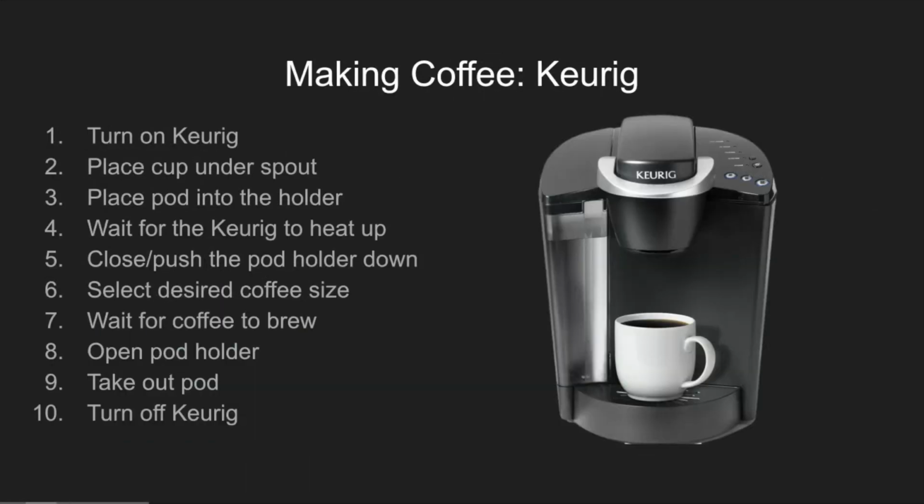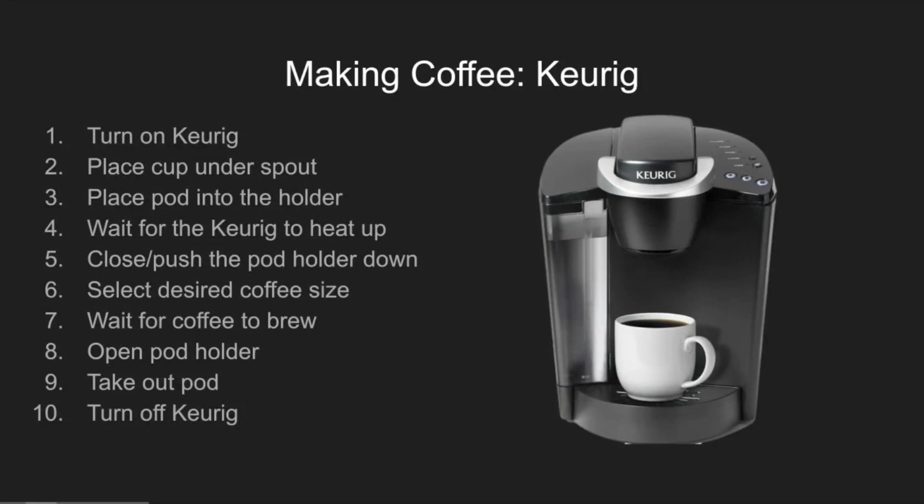We're going to look at an example video that I created for making coffee using a Keurig. These are the steps for making coffee using a Keurig. First we're going to turn on the Keurig. Then we're going to place the cup under the spot as shown in the picture on the right. We're going to then place the pot into the holder, which is located at the top.